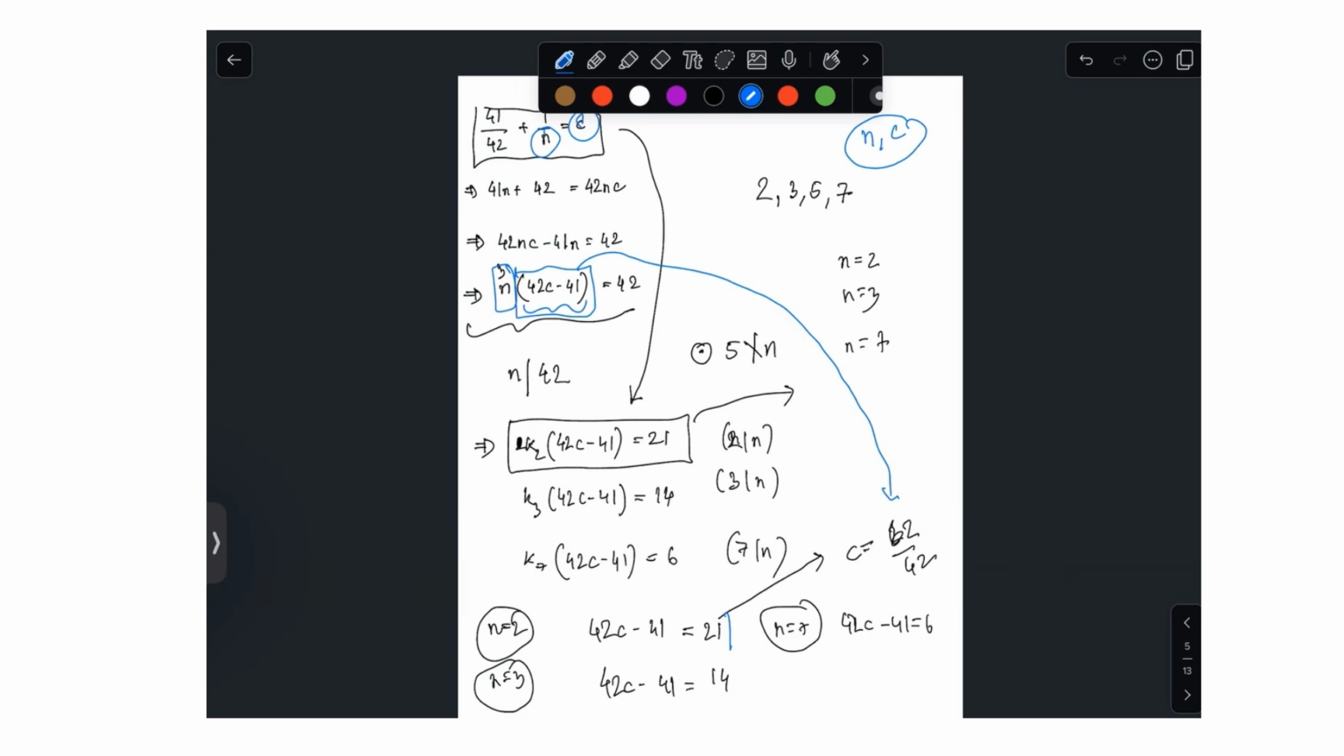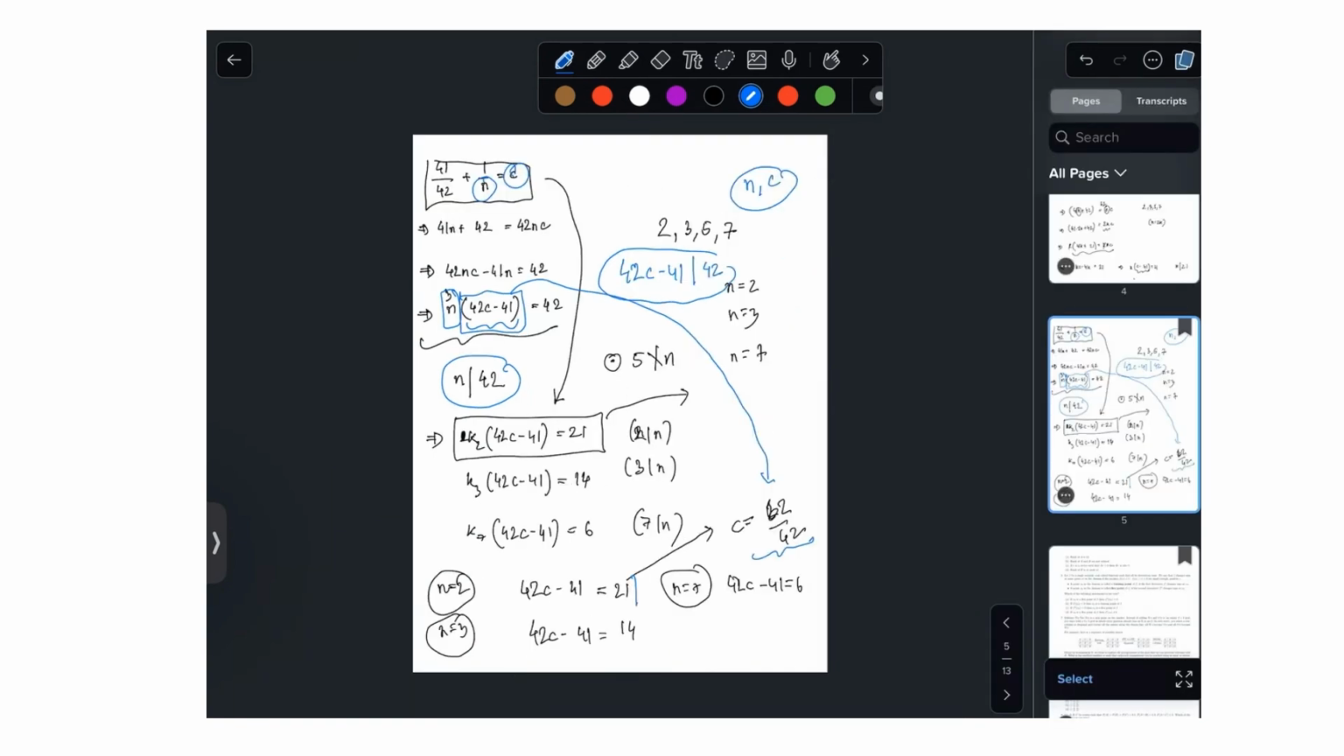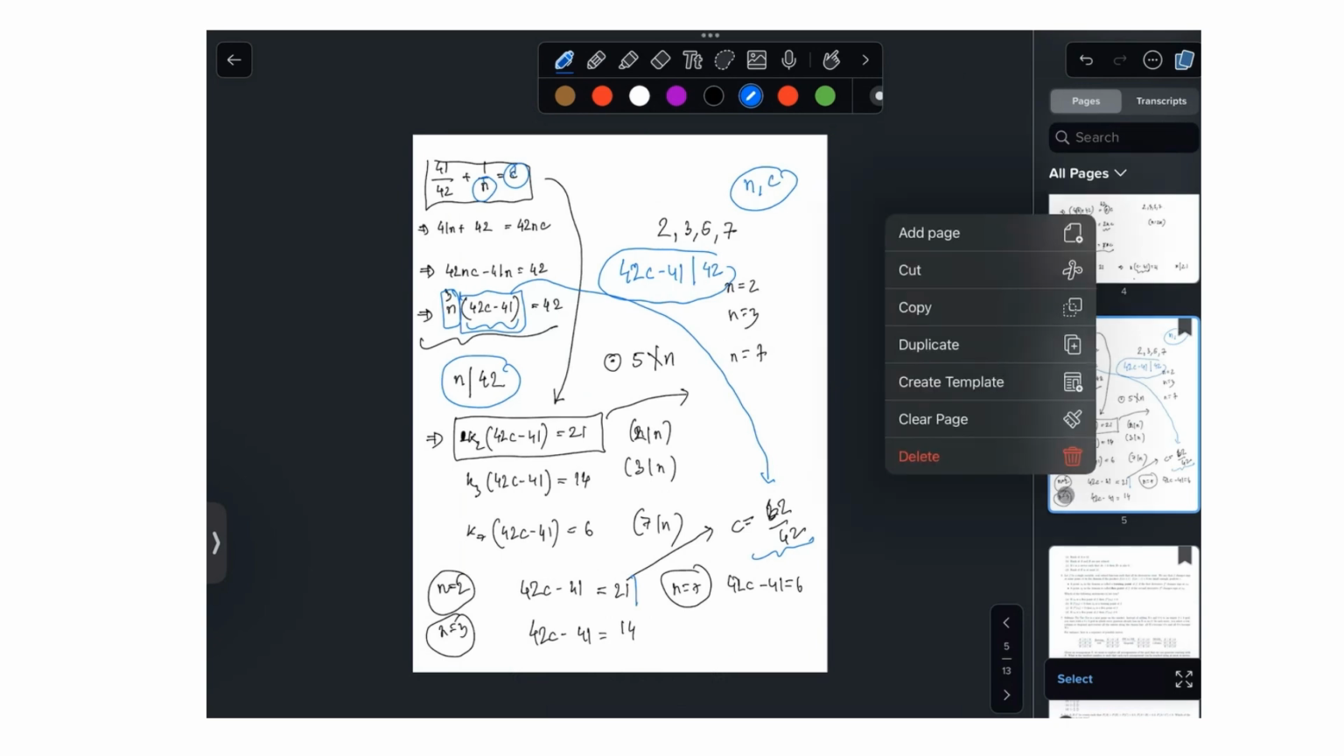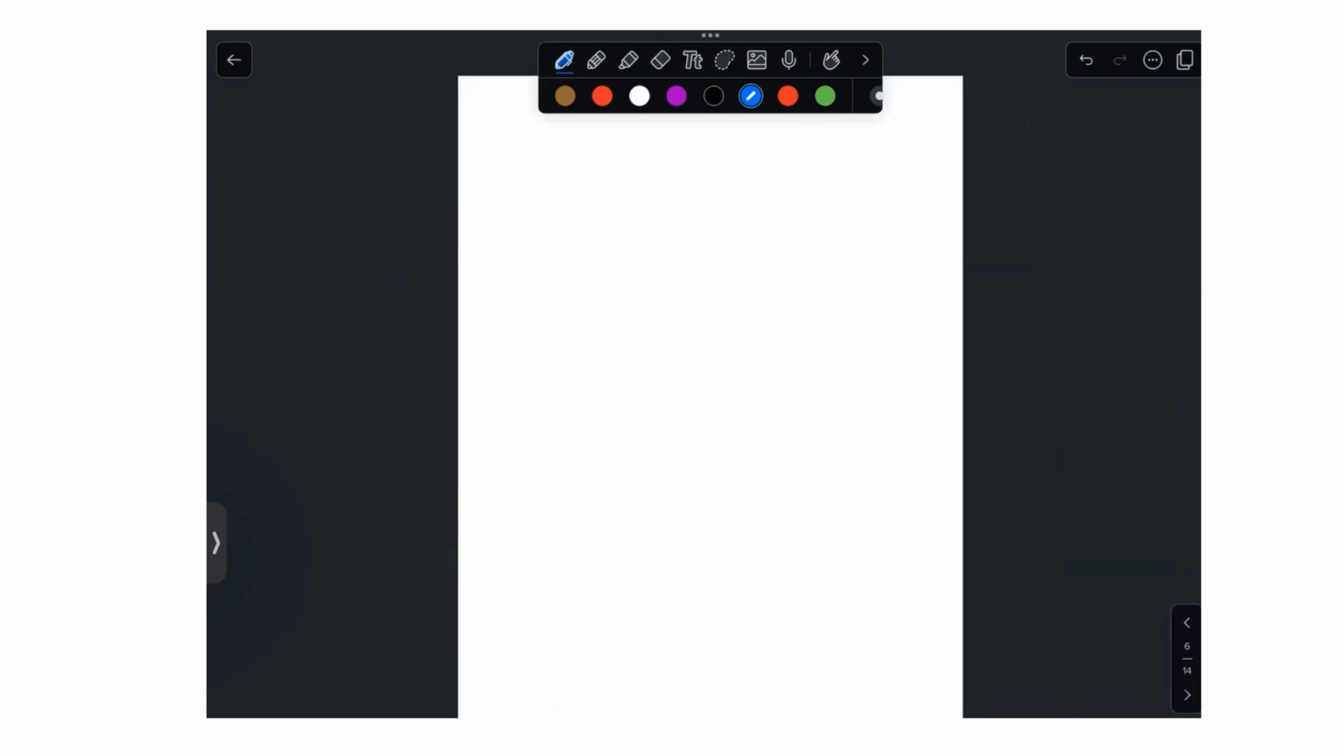So now when we say n is a factor of this, we should also consider that 42c minus 41 is also a factor of 42. You see the point? We didn't consider this. If it was a factor of 42, then this would not have been the case. We have not considered that yet. So let's now move into the next part, that both of them are factors. In the previous one, we just considered n is a factor, right? Now we are considering both of them are factors.